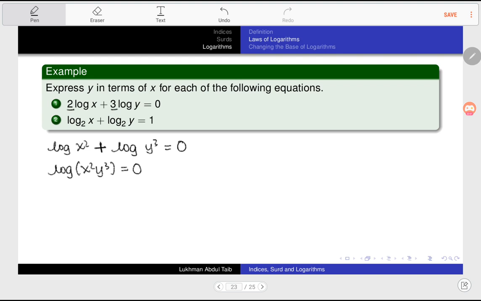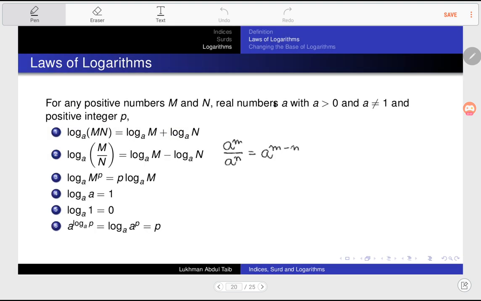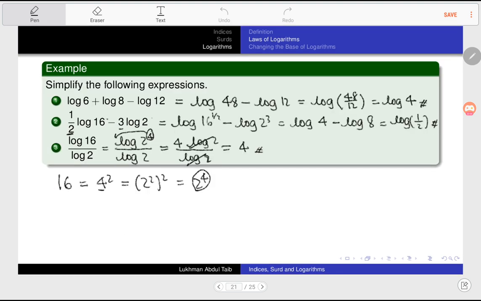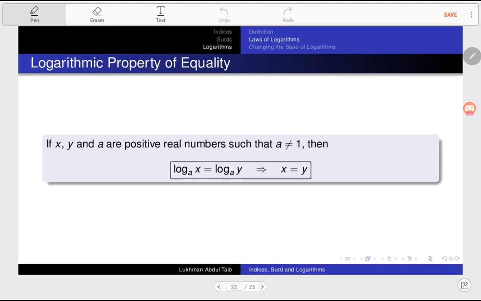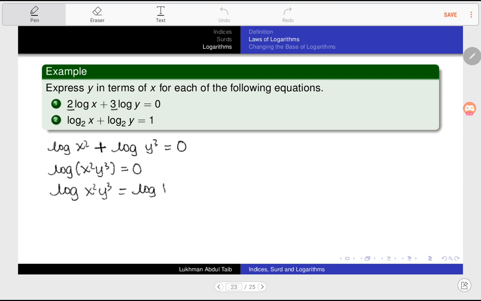We know that this zero, if we go back to the laws, zero is log 1 to the base a. So we write this zero again as log x squared y cubed equals log 1. Here we can use the logarithmic property of equality. Since log x squared y cubed equals log 1, this implies that x squared y cubed equals 1.